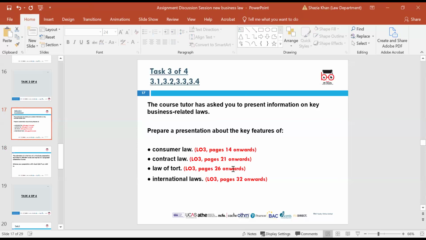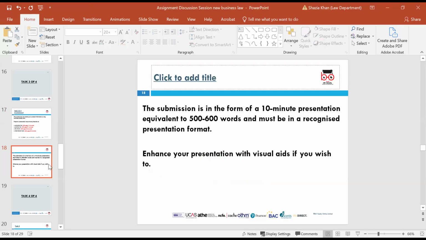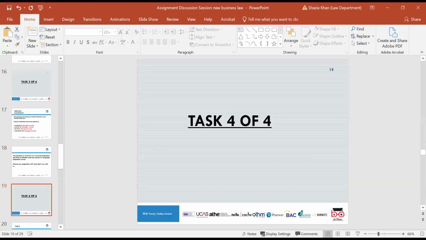So you could have one presentation with all of them in. It needs to have consumer law, contract law, law of tort, and international law in one presentation, 500 to 600 words, and must be in the presentation format. Enhance your presentation skills with visual aids if you wish to. Okay, so that is learning task 3 of 4.